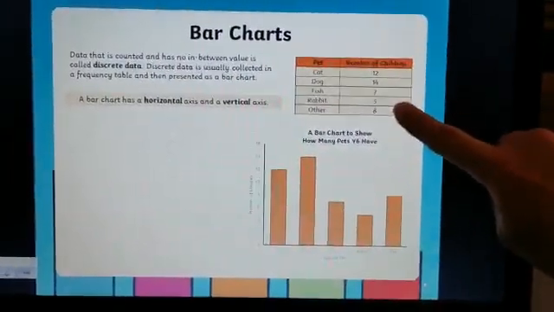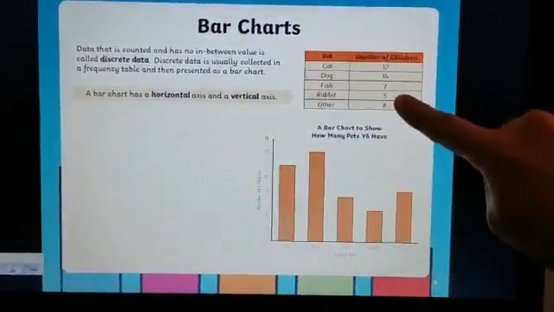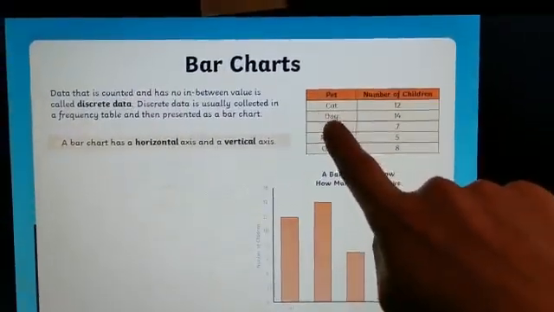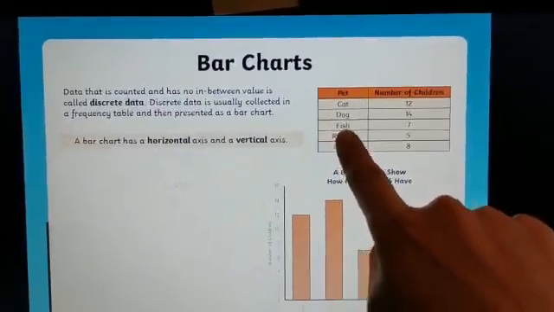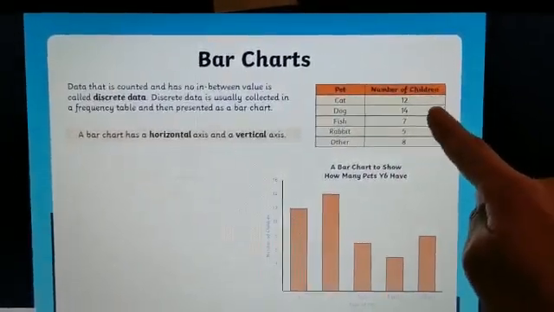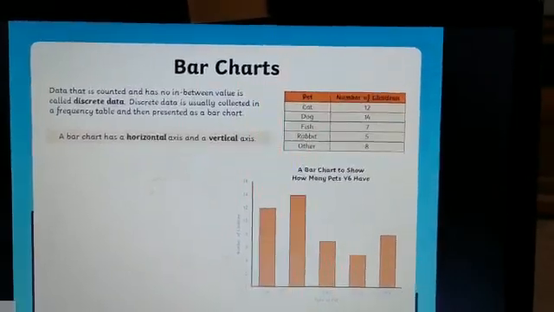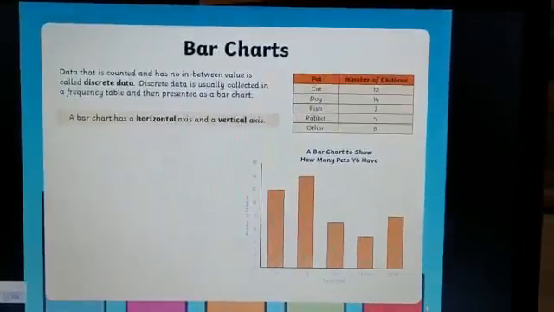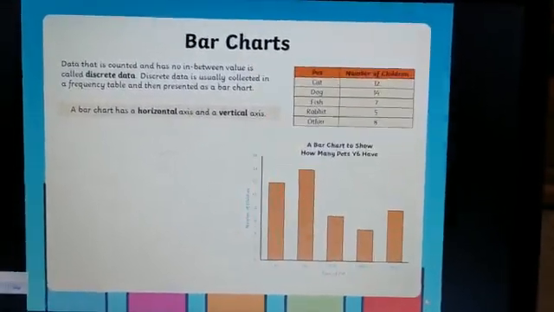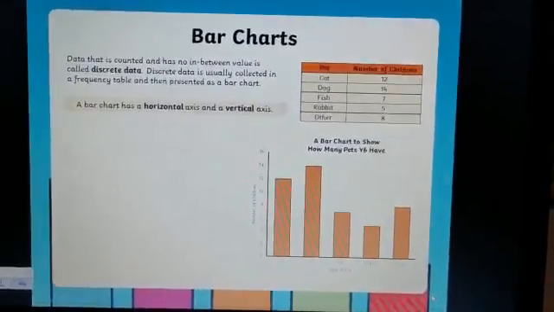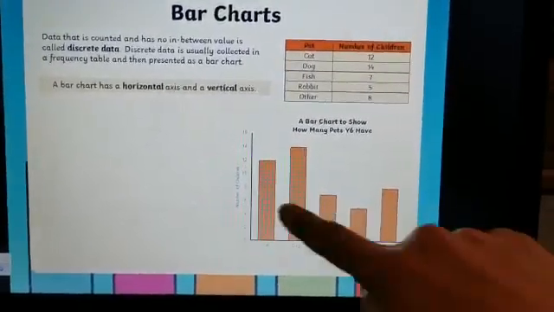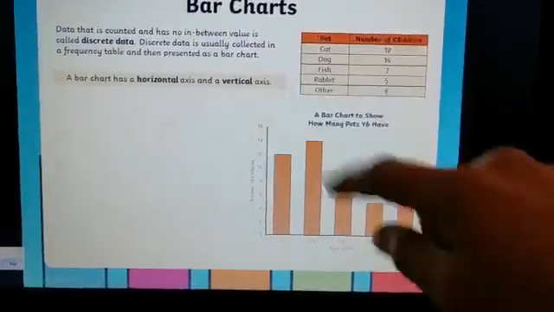Here's all my information. This is the frequency table. I've gone around and I've asked everybody how many children have a cat, how many children have dogs, how many children have fish, and I can already see only 7 children have fish, but 12 children have cats. So I can look at my information like that already, but it's easier and more effective if I transfer it into a bar chart. So a bar chart has a horizontal axis and a vertical axis.